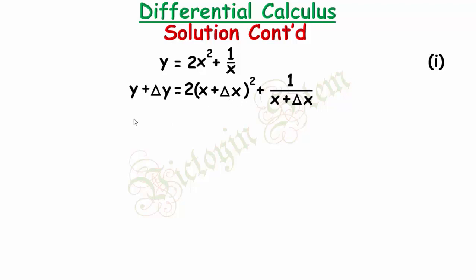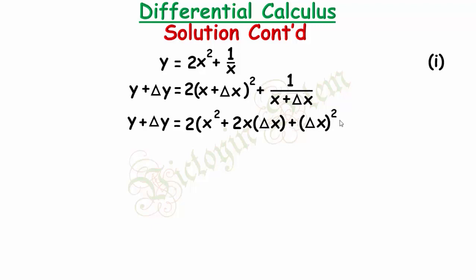this bracket. So I'll replicate the left hand side of this equation. y plus delta y equals 2. We'll open a bracket. x times x is x to the power of 2, plus 2 times x times delta x. Plus times plus is plus. Delta x times delta x is delta x to the power of 2. I'll close the bracket, plus, and then I'll replicate this fraction, 1 divided by x plus delta x.